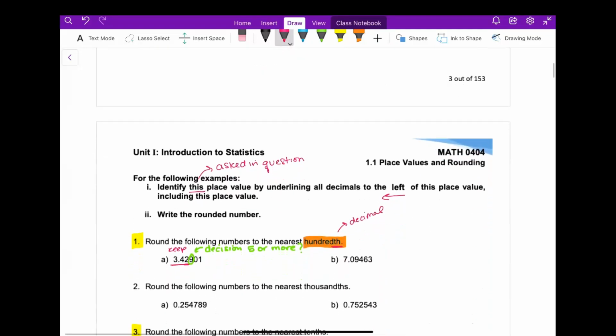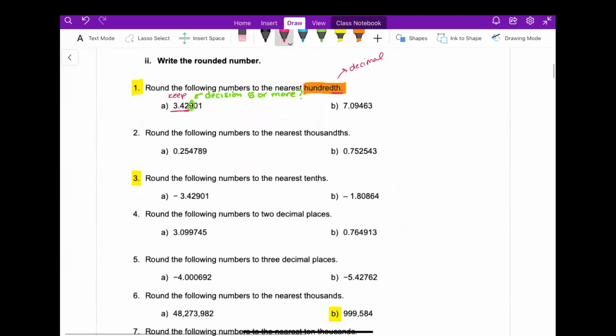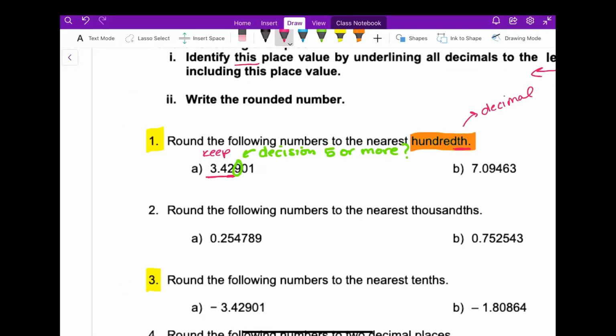Okay, let's come back. So is 9 5 or more? Yes, it is. So we're going to add to the given place value. What are we going to add? We're always going to add 1. Here we go. We're going to round.